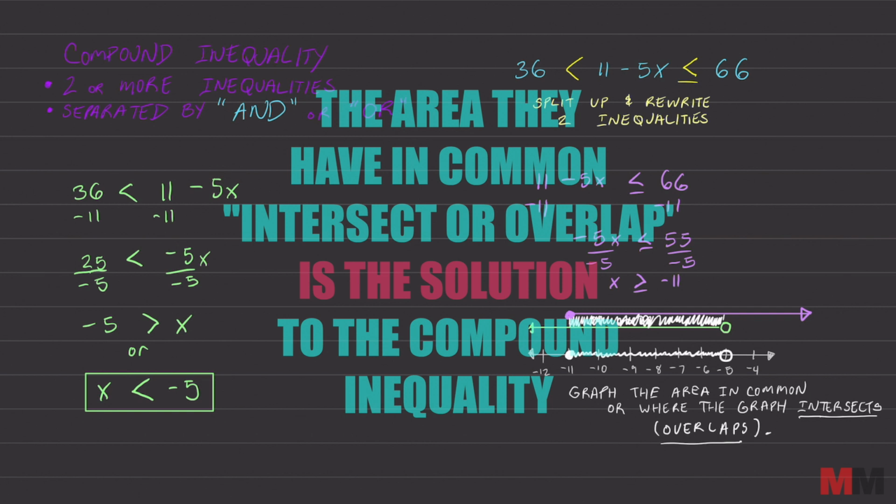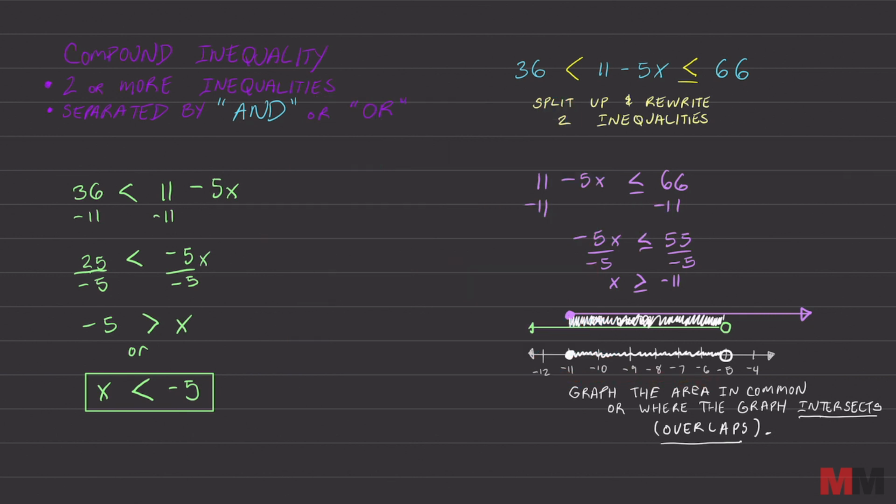I want you to understand what that means. It means that if I plug in negative 11, negative 10, negative 9, negative 8, negative 7, negative 6, but not negative 5 because that's an open circle, if I plug that in for x, it will make a true statement. It will be a number that's higher than 36, but less than or equal to 66.